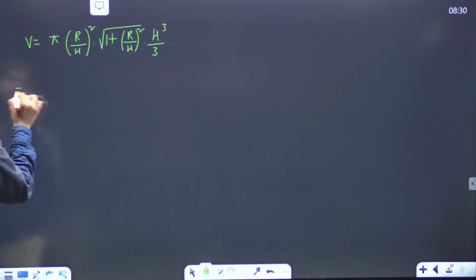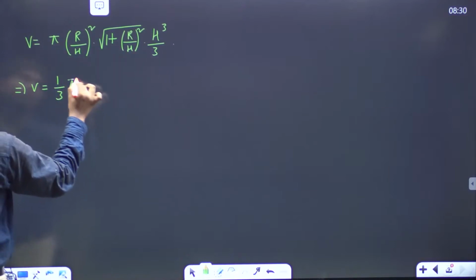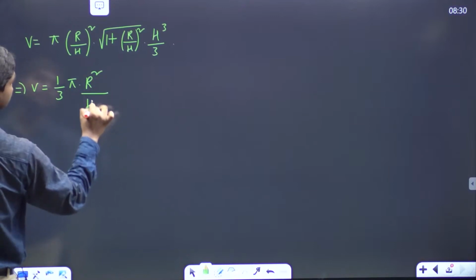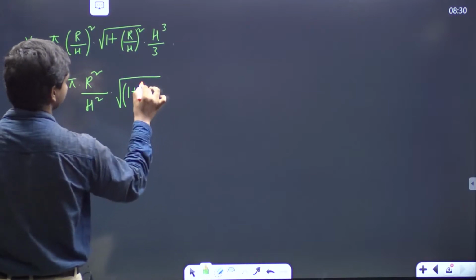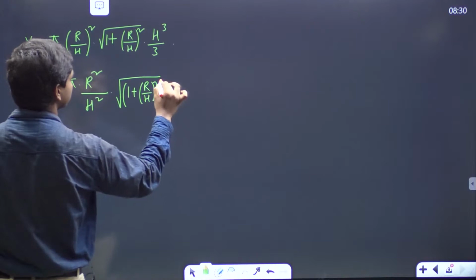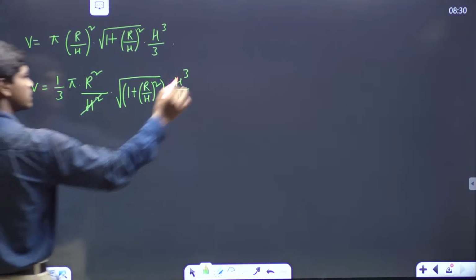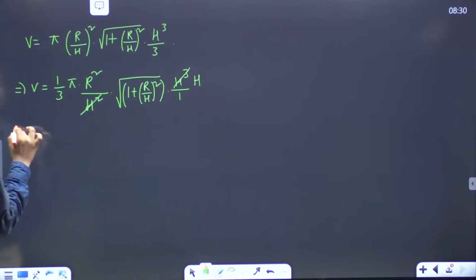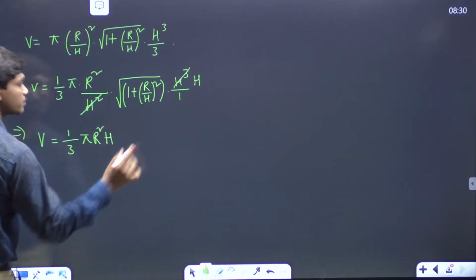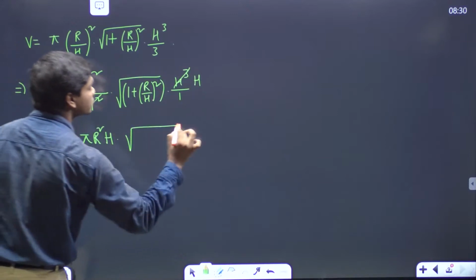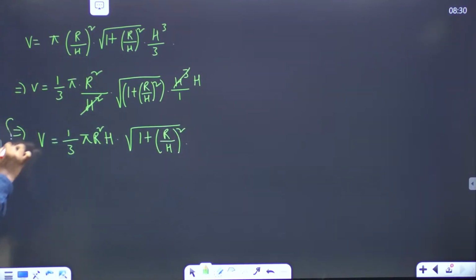So see here, if you simplify things, V is equal to 1/3, let me write the 3 in the beginning, pi r square divided by h square into, if I take LCM, I'll have 1 plus (r by h) whole square. Okay, let me not take LCM for the time being, into h cube by 1. Because we have already taken 3 here. Now if I cancel this h square and this h cube, we have h. So let me write this formula as V is equal to 1/3 pi r square h, writing that h ahead, into square root of 1 plus (r by h) whole square. This is the actual volume of the cone.